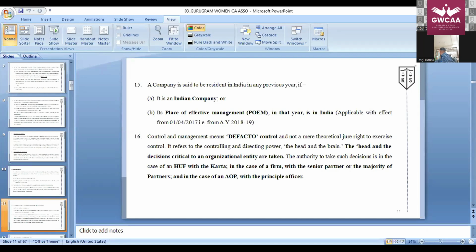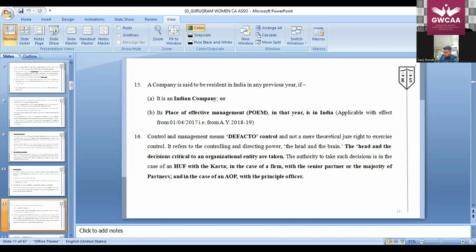Okay. So in case of company, how we can say that it's resident in India? So there are two conditions. First is it must be an Indian company, or its place of effective management, यानी कि POEM, is in India. Now, friends, it is very important concept that has been brought in assessment year 18-19 and with effect from 1/4/17. Actually, it has been brought in Finance Act 2015, but it has been deferred for certain years, and then finally it becomes effective from 1/4/2017.